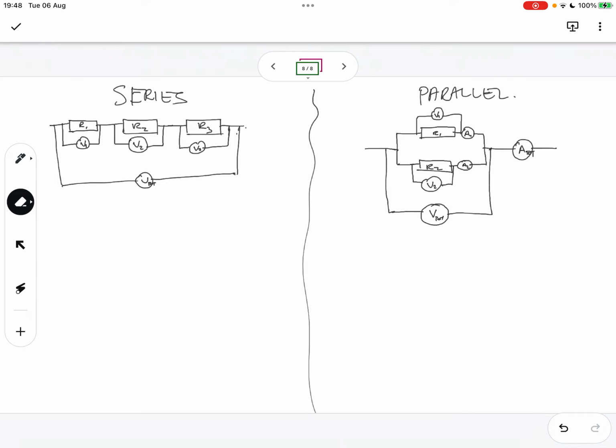So those resistors, light bulbs, they are resistors that resist the flow of current. Work done in a resistor is what happens when electrical energy is transformed into heat or light.